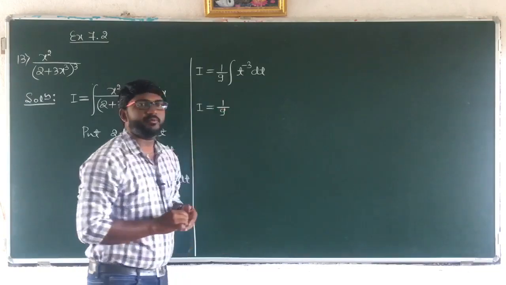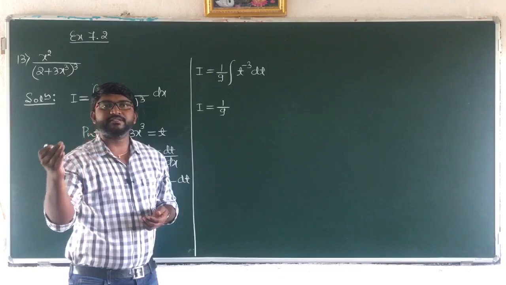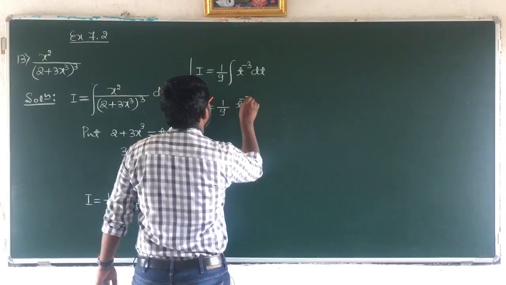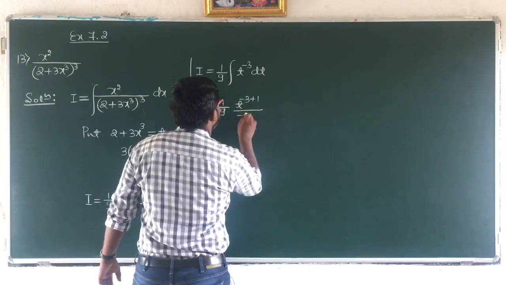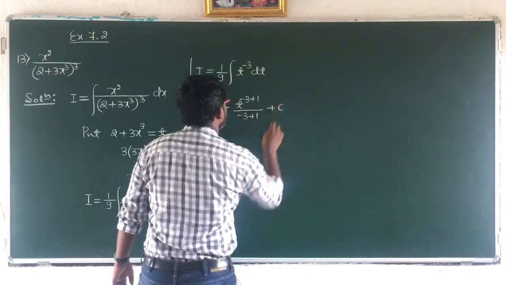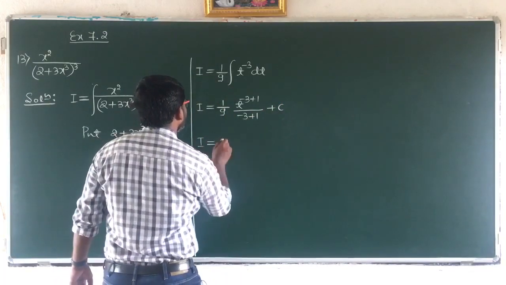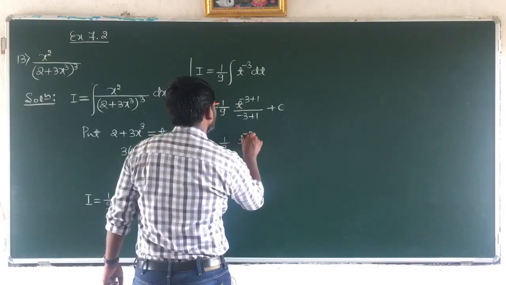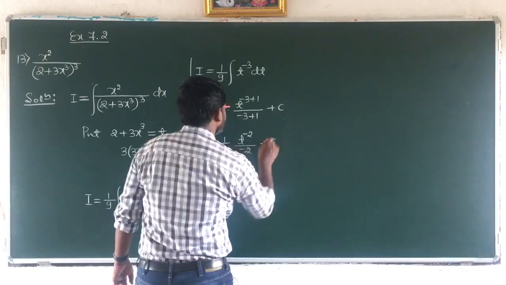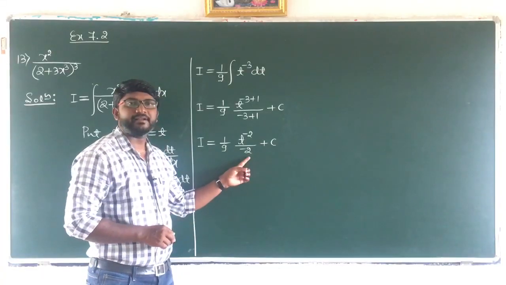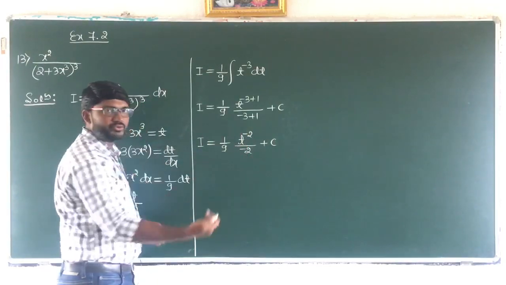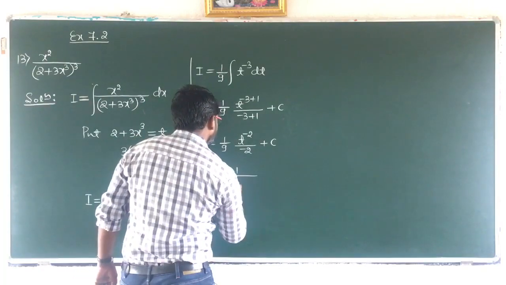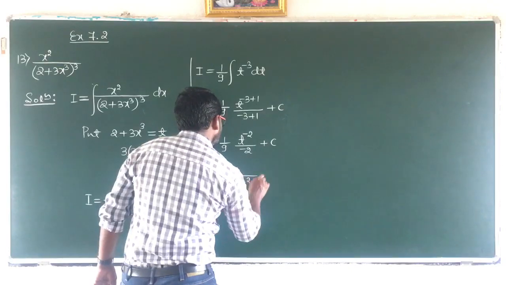What is the integration of t to the power minus 3? It is t raised to minus 3 plus 1 divided by minus 3 plus 1, plus c. So I equals 1 by 9, written as it is, times t to the power minus 2 divided by minus 2, plus c. Now multiply 9 with minus 2, we get minus 18, and take t raised to minus 2 to the denominator, it becomes t to the power plus 2. I equals minus 1 divided by 18 into t square plus c.